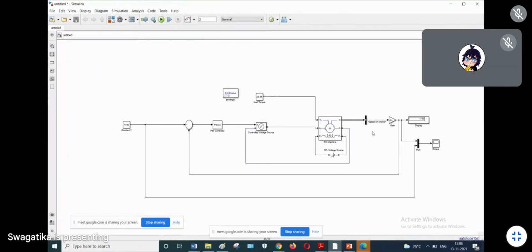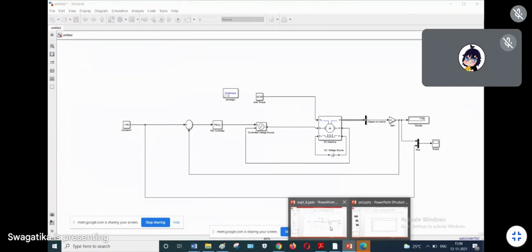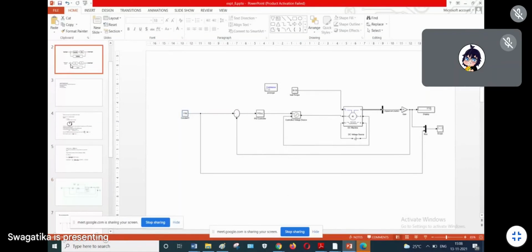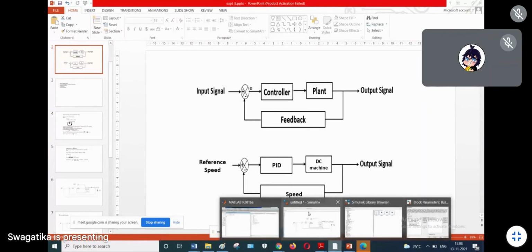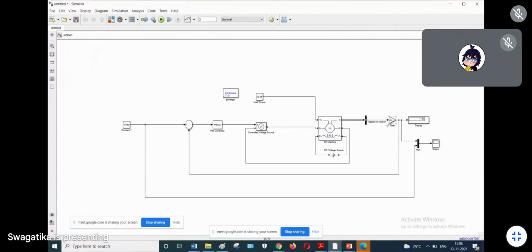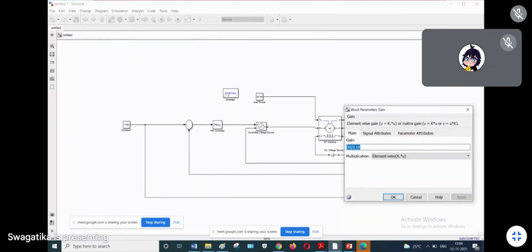So now you have to control the speed. If you go back to the block diagram, this is the block diagram. What you have to control is the speed of the machine. So how will you control it? Before that, we have to provide the speed in the feedback path. To provide the speed in the feedback path, I have taken one gain, that is 30 divided by pi.